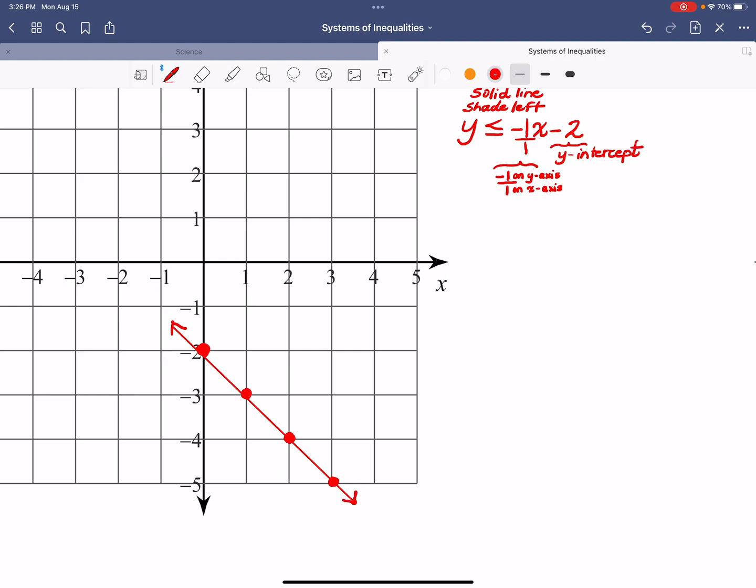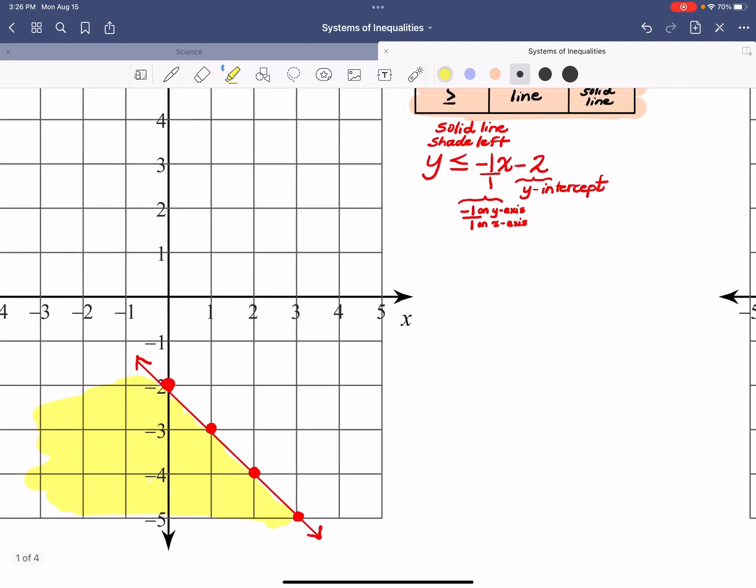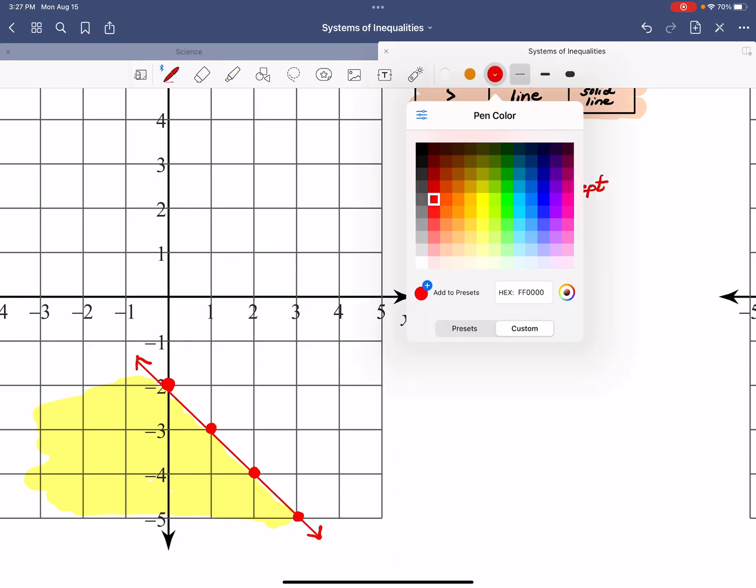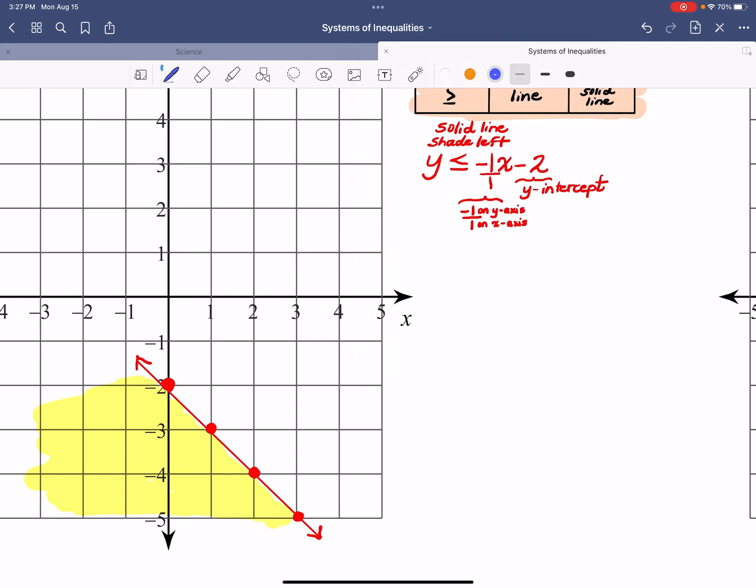And remember, I shade to the left of that line. So I'm just going to get a yellow pen and I'm going to shade over here to the left of that line because that's the direction that that arrow is pointing in that original inequality. So I have graphed my first inequality and I have shaded it appropriately. Okay, so let's get a different color and let's graph the other one.